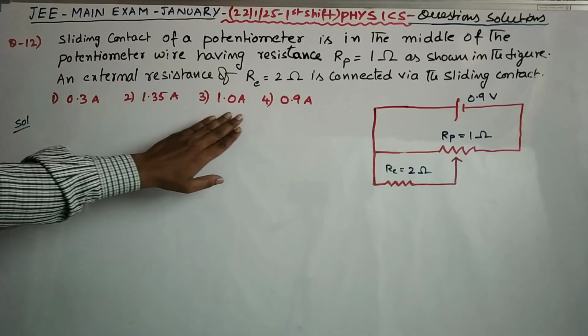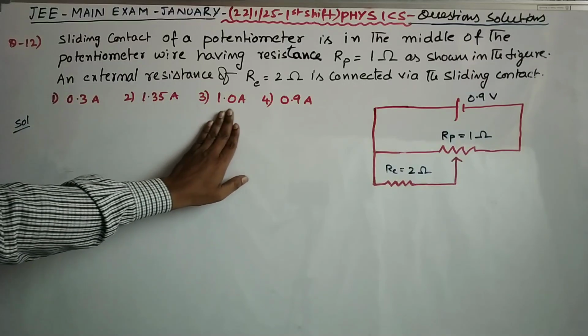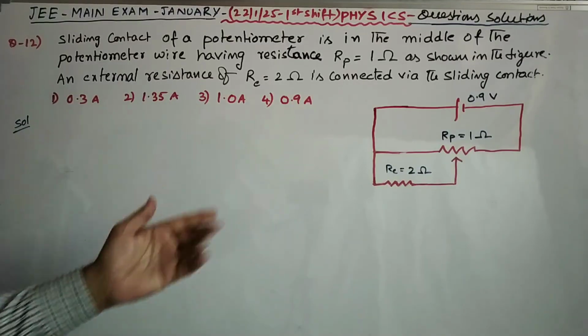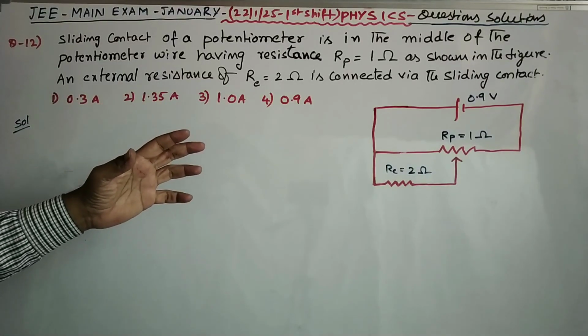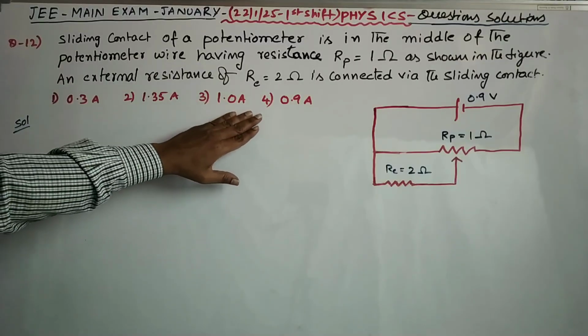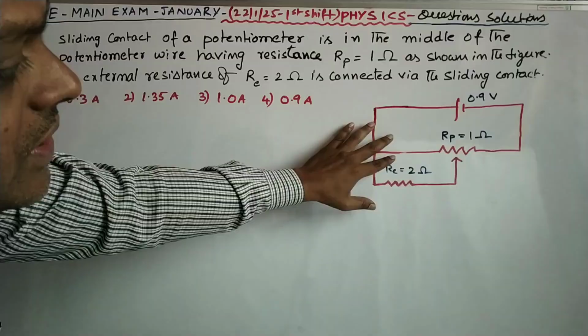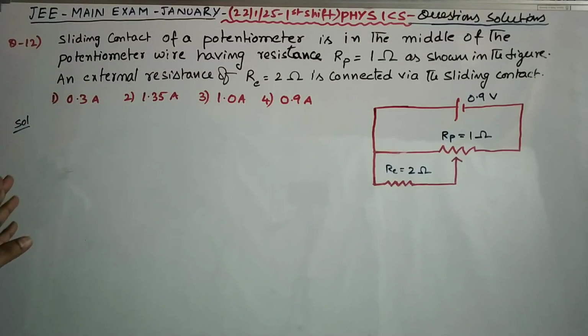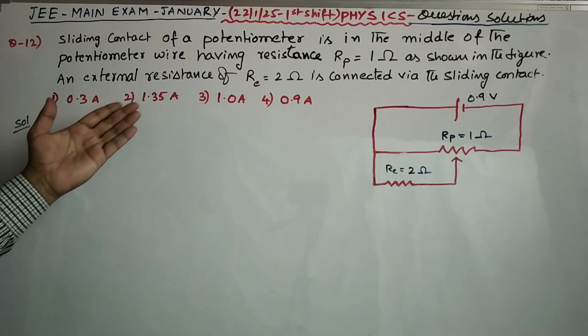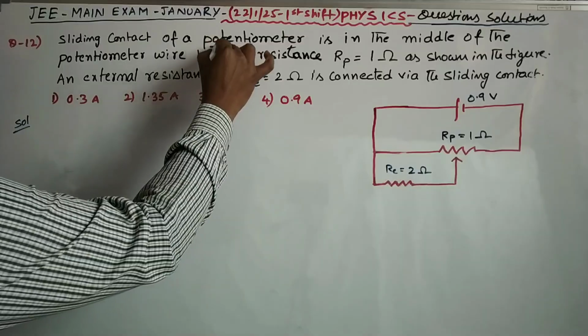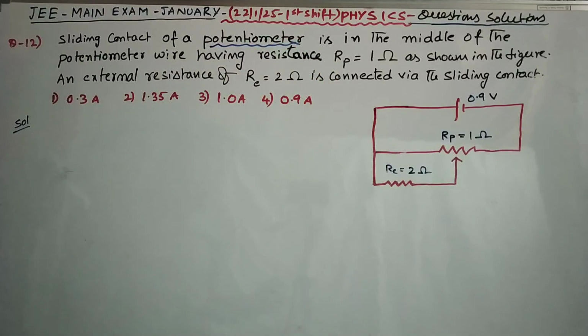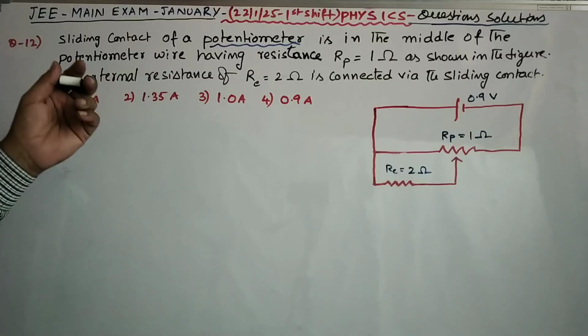Based on the options only, you should come to a conclusion about what is being asked. Find the total current in the circuit, because all options are given in ampere, and ampere is the unit of current. So finally he is asking what is the current in the circuit, with the potentiometer circuit given like this. You know what a potentiometer is? A potentiometer is a device used to compare the EMF of two cells. That is the main theme of a potentiometer.